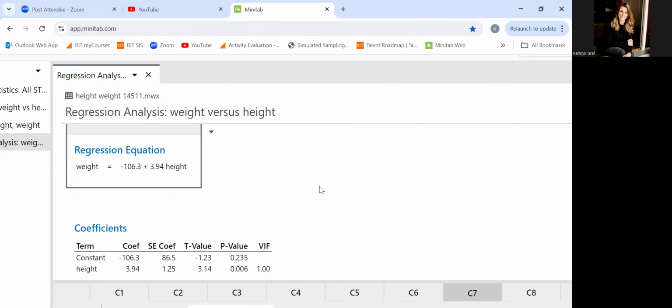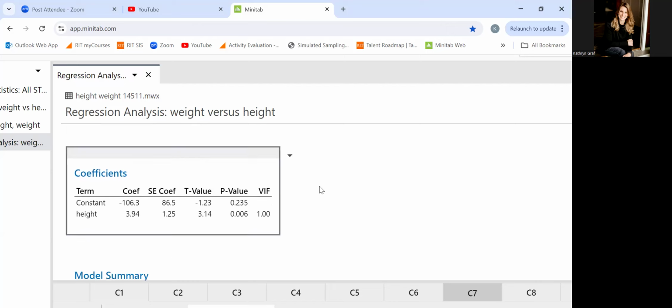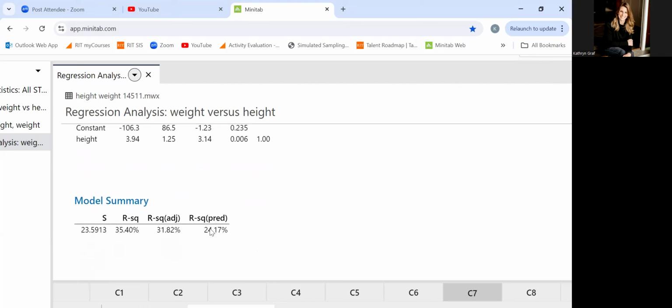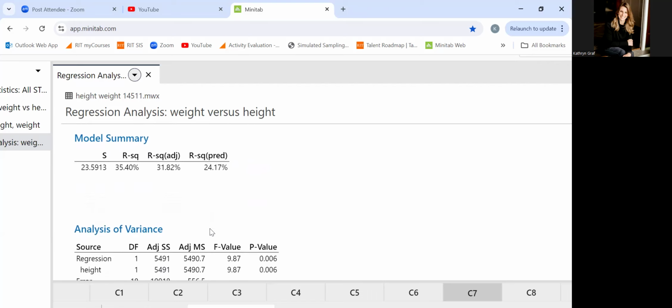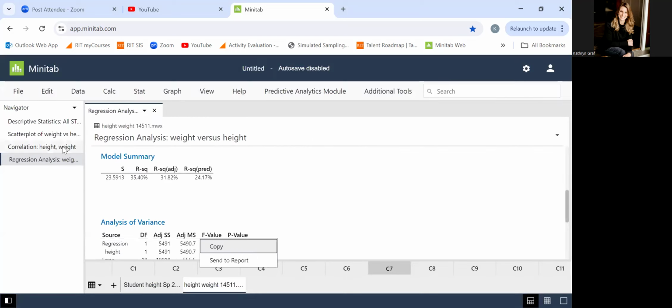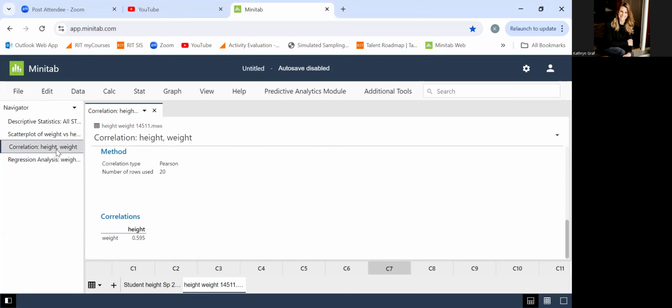Okay, now I just want to show you a couple other things here. Under this coefficient section, if you look here, you can see the coefficients, which is just the number in front. So constant means it's just my y-intercept, height is my x. Okay, so that's a nice place to get those. Then also below here in the model summary, we can see the r squared value right here at 35.40. Now remember, you can also get your r squared value by getting your correlation value and just squaring that, since we're looking at the least squares regression line.